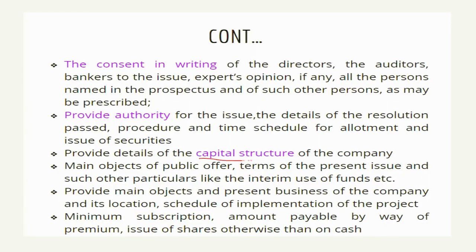Provide details of the capital structure of the company: how much share capital the company has and in how many parts the share capital is divided. So, each and every thing you find out in this prospectus. The prospectus also deals with the main object of the public offer, the terms of the present issue and such other particulars like the interim use of funds. Very simple thing here: the main object of the company, basically the target on which you receive the payment, is decided by investors on the basis of the object.